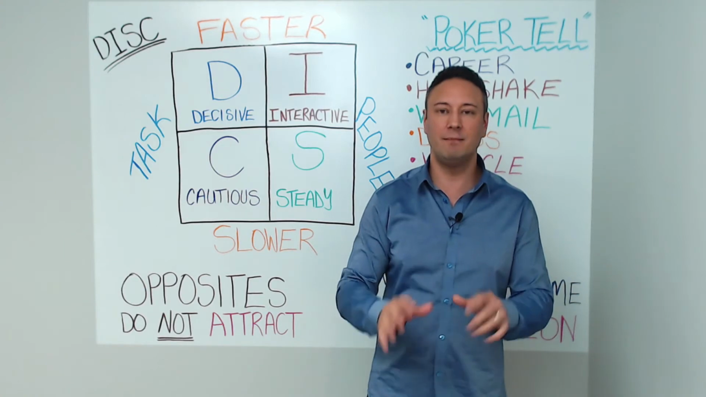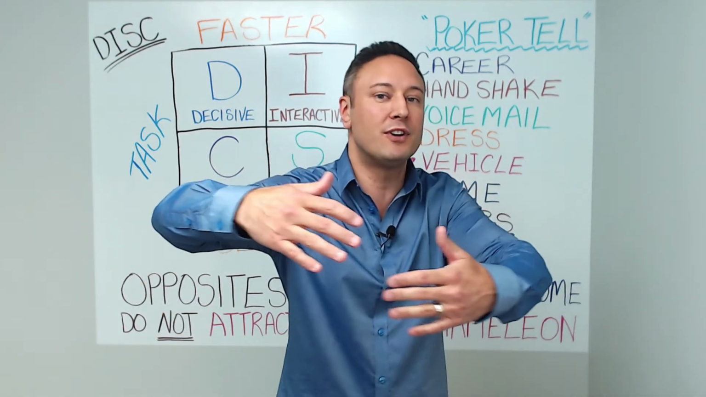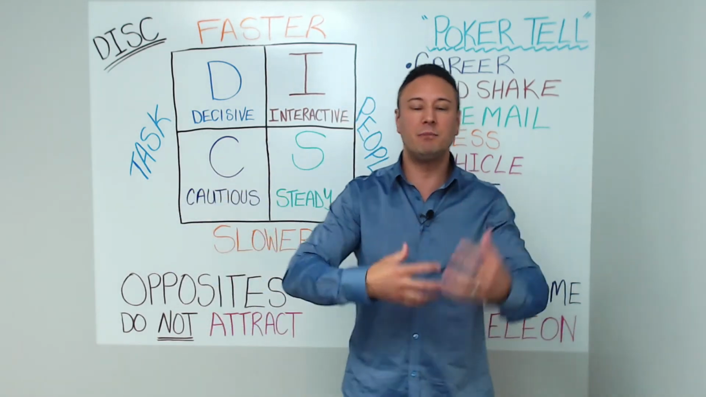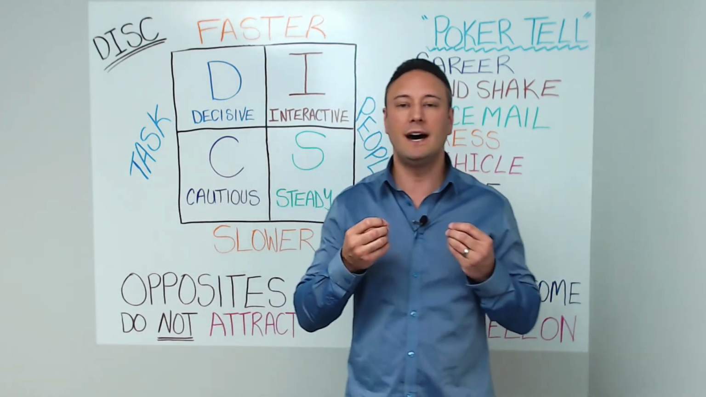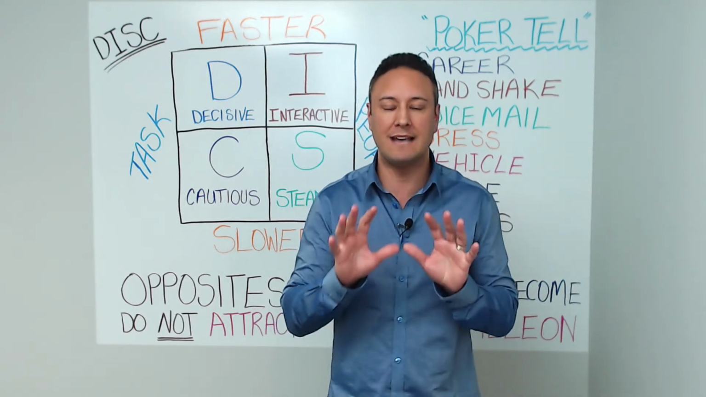What about an S? An S is going to come in. They're going to be a little bit softer in their handshake. They may even come in for a hug, right? And they're going to be a little more touchy-feely. They're very nurturing, and they want to know how you're doing as a person.